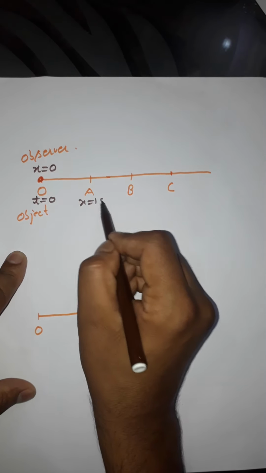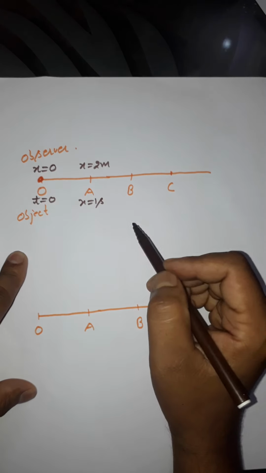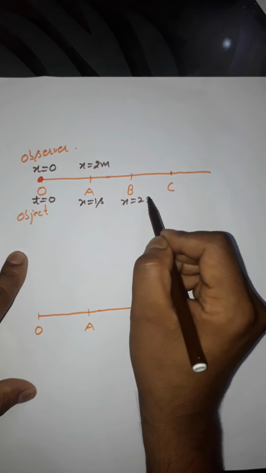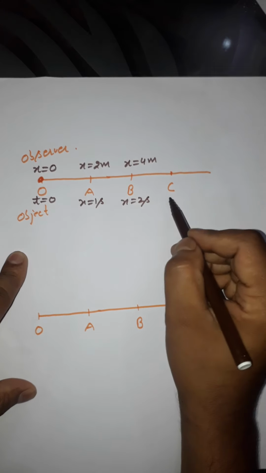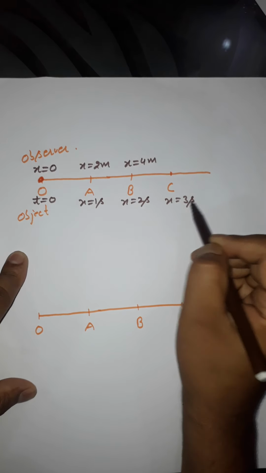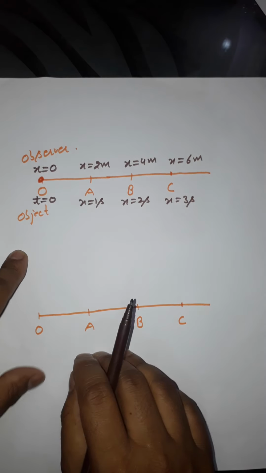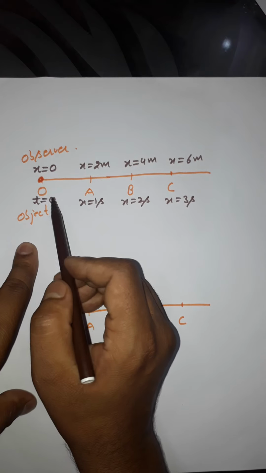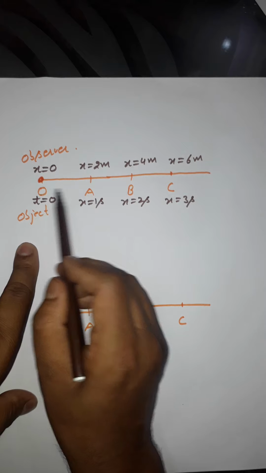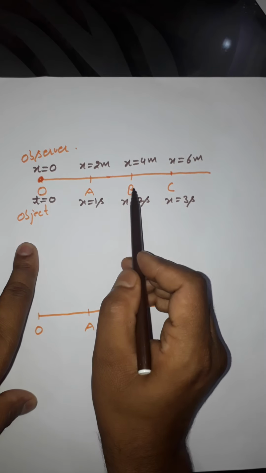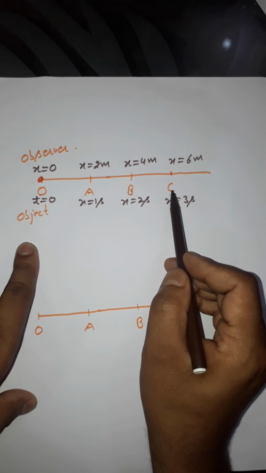When time is 1 second, suppose the object is at a distance of 2 meter. When time is 2 second, the distance of the object is 4 meter. When time is 3 second, the object is at a distance of 6 meter. Now, it is very much clear that the time taken by the object to reach from point O to A is 1 second, A to B is again 1 second and B to C again is 1 second.